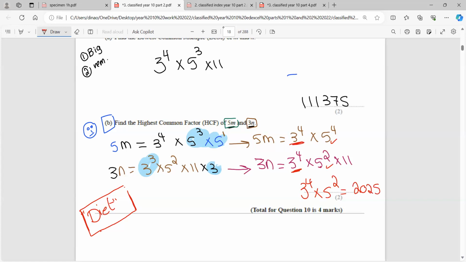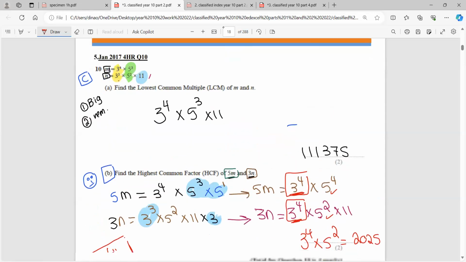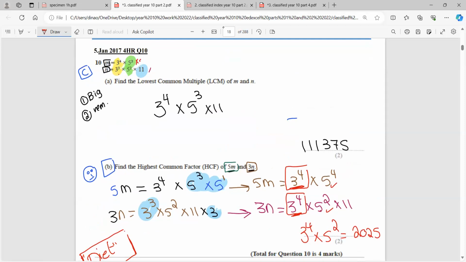So if you are going to use HCF and LCM and the powers are the same, don't panic. You just take the power as it is for HCF and LCM. If one of them is smaller, then I select the smaller for the HCF. So as we did over here in this question, all I did is here I added a 5 so it became 5 power 4, and here I added a 3 so it became 3 power 4.